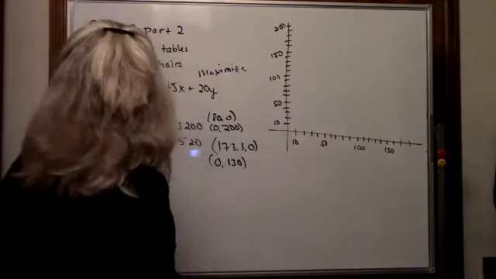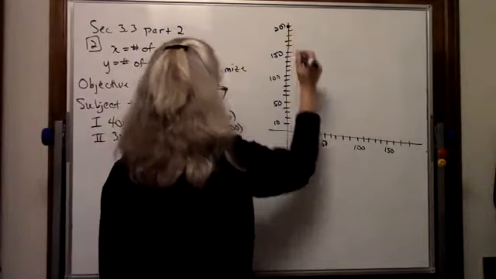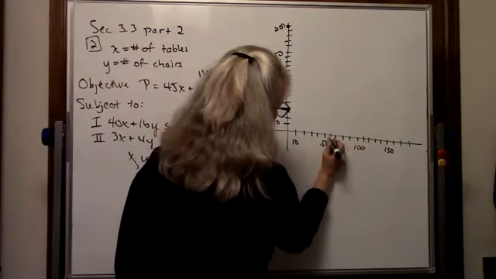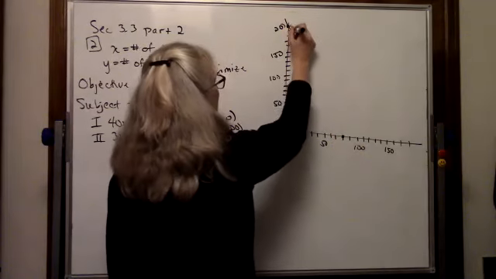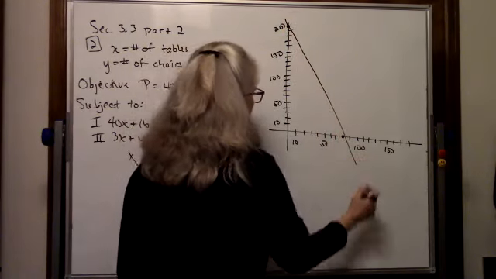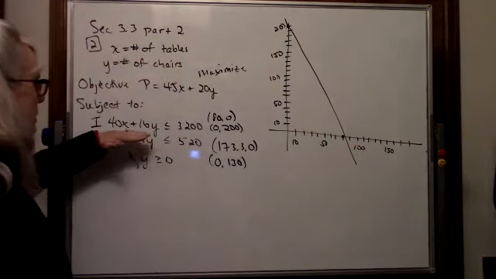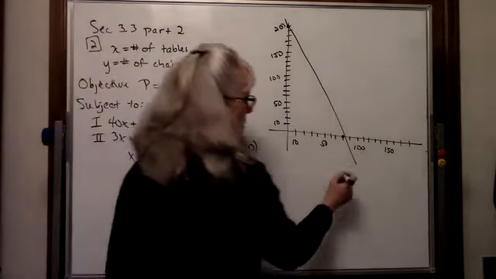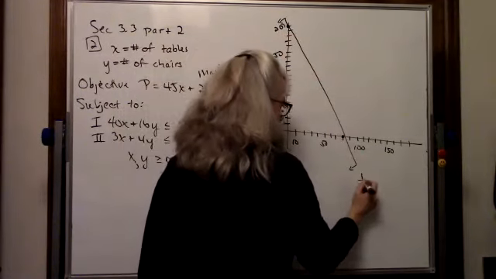Okay, so for line 1, on the y-axis we're up at 200, and on the x-axis we're at 80. So it goes like that. Testing the origin is your test point. 0 is less than 3,200, so we're going to shade towards the origin. And that is line 1.